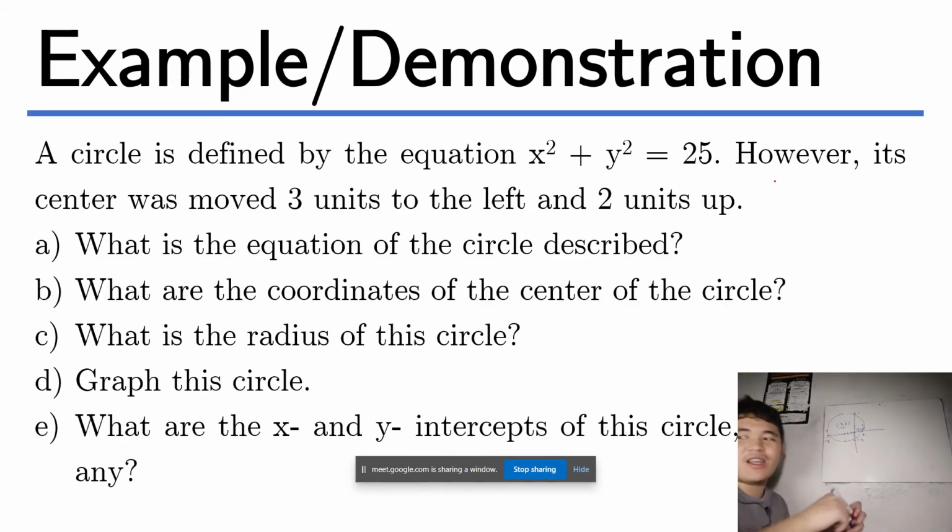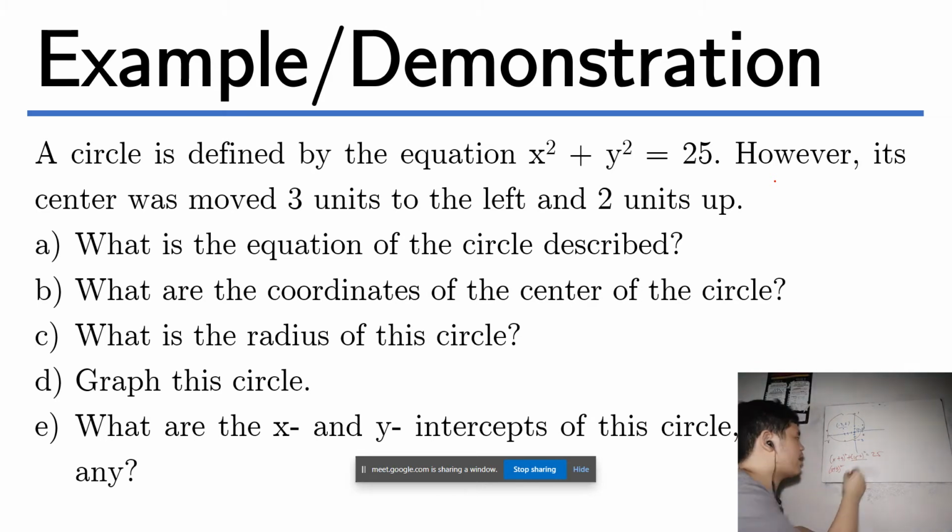What are the x and y intercepts of this circle? This one's a bit hard. So, we have this equation, di ba? x plus 3 squared plus y minus 2 squared equals 25. Pag x-intercept, ang naka-0 ay yung y-coordinate. Tama? So, we simply do that.